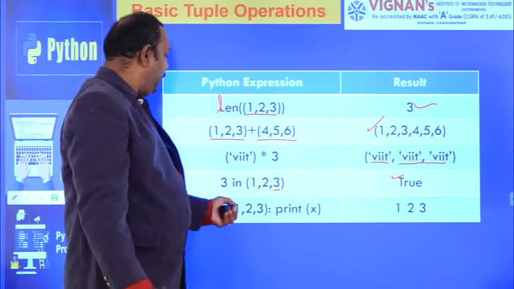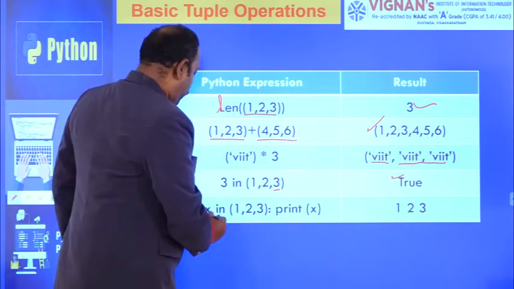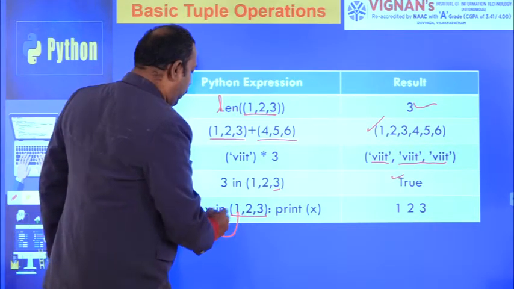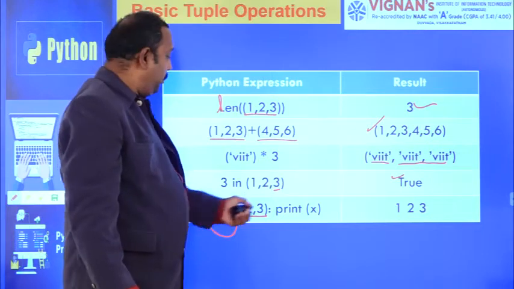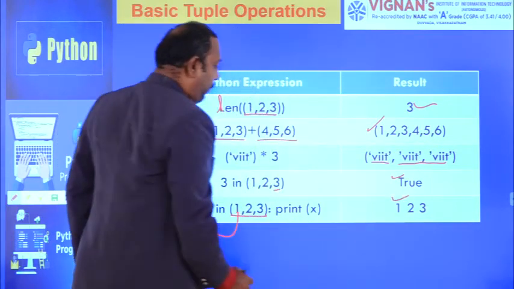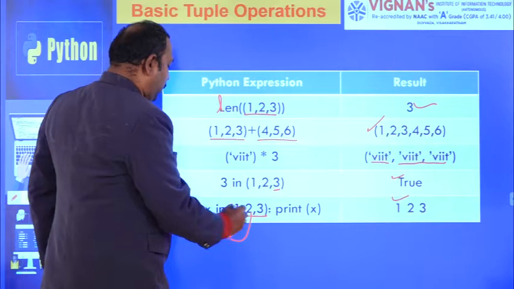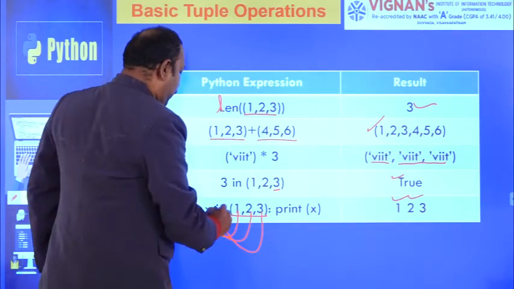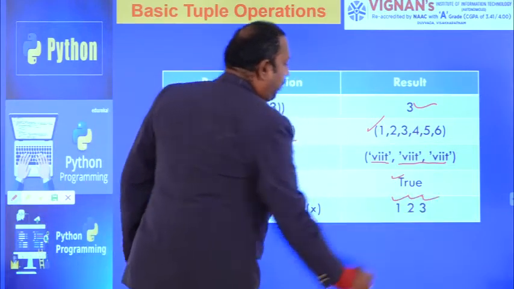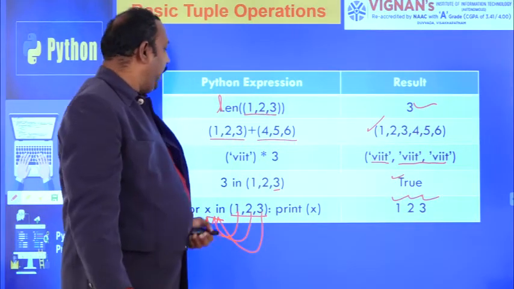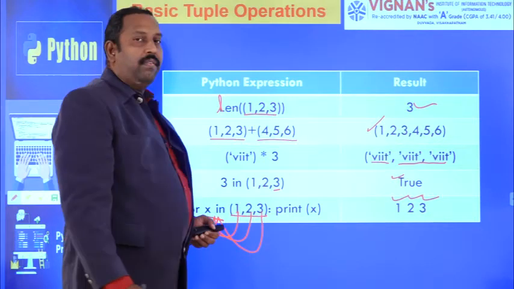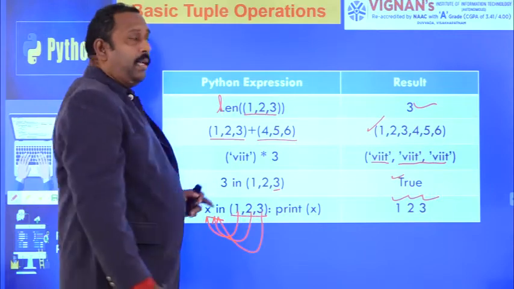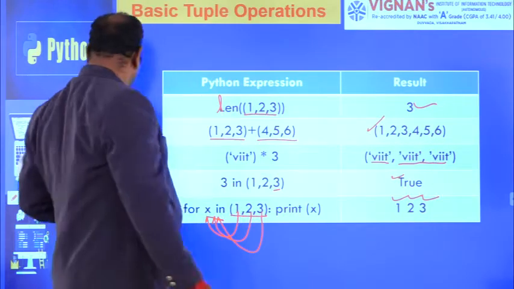And similarly, for x in (1, 2, 3): print x. So for x in, this is nothing but a tuple. The first element will be assigned to x. So x gets value 1. Print x means 1 will be printed and 2 will be assigned to x. And print x means 2 will be printed. Next 3 will be assigned to x. Print x means 3 will be printed. So we can print the values in the tuple by using a for loop or a while loop. These are the basic operations of the tuple data structure.